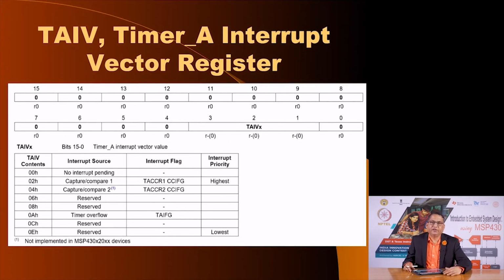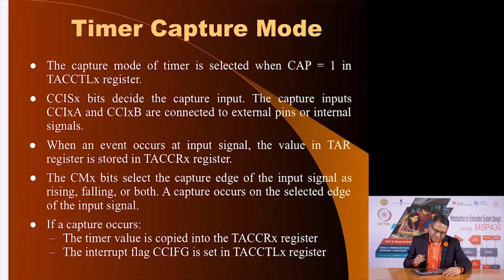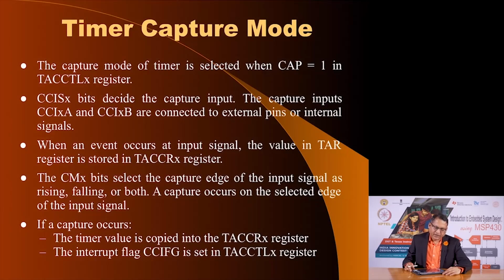Now, associated with the various signals, you would have a lot of interrupt sources. You have capture compare register 1, register 2 and a timer overflow, and these would be available for both the timers. For the timer capture mode, you have to select that we want to do capture, so CAP is equal to 1.